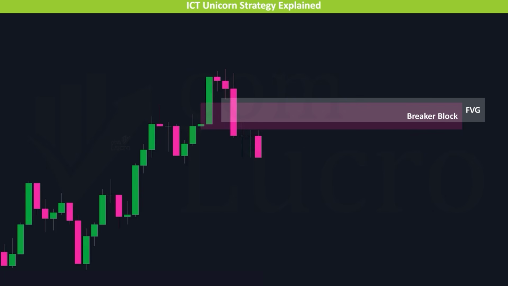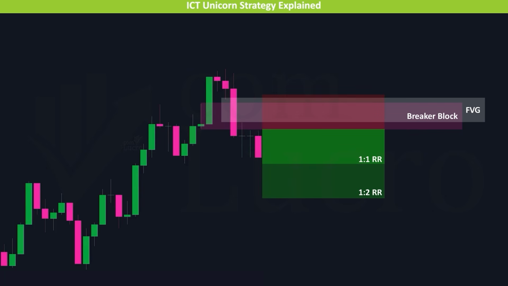This overlap significantly increases the importance of the level and makes it a key area to watch for a strong market reaction. High confluence areas are zones where multiple price action signals come together, which naturally makes them more reliable. When different concepts align in the same area, more traders pay attention to that level. Because of this shared focus, these zones often trigger stronger and cleaner market reactions. That is why they become key areas where traders prepare, anticipate, and execute their trades.